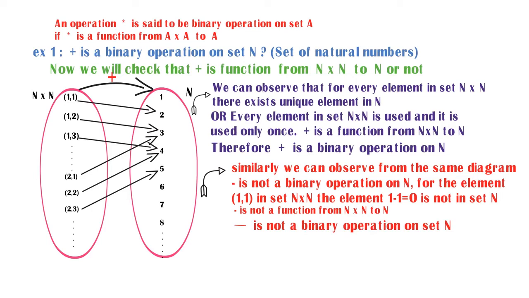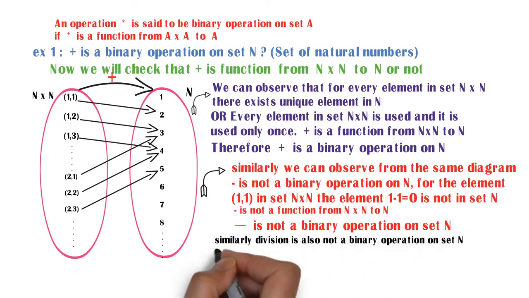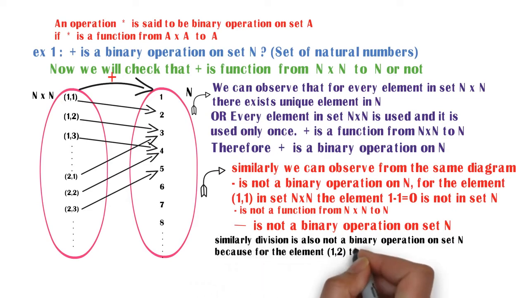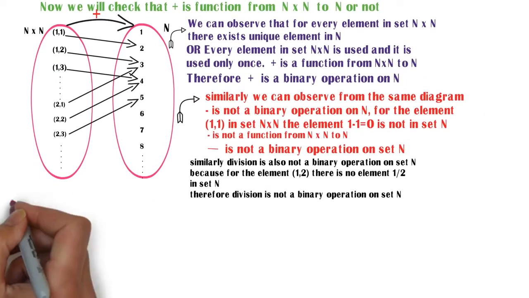Subtraction of any two natural numbers is again not always a natural number. So subtraction is not a binary operation on set N. Similarly, division is also not a binary operation on set N, because for the element (1, 2) there is no element 1 by 2 in set N. Therefore, division is not a binary operation on set N. You take an ordered pair from N cross N. For every ordered pair, does there exist an element in set N or not? It can be easily understood that division is not a binary operation on N.